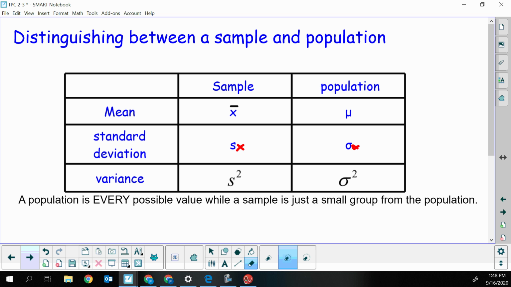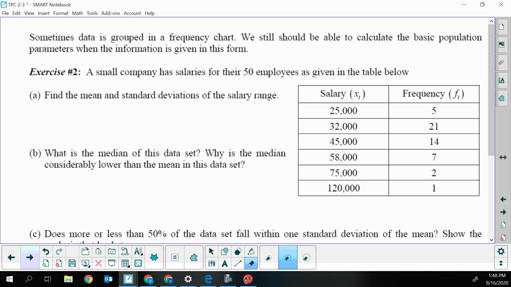And we're going to finish off this video. We're going to jump ahead to page 26 to this example. So we want to find the mean and standard deviation of the salary range. Well, if they want you to find standard deviation, we want to know if we should find the population standard deviation or the sample standard deviation. Well, let's see what they're representing. A small company has salaries for their 50 employees as given in the table below. If it's the salaries for their employees, that's implying that it is all of their employees. So therefore, we should use the population standard deviation, whose symbol is σx.